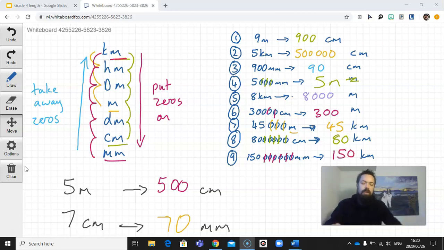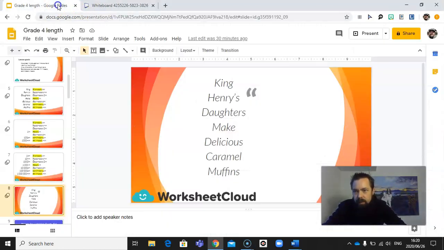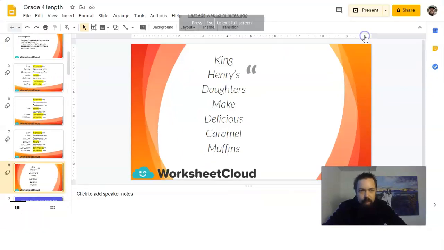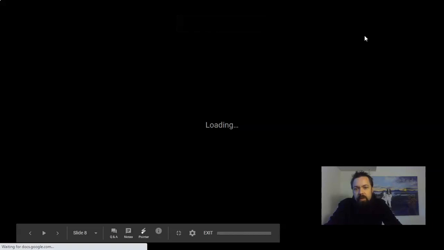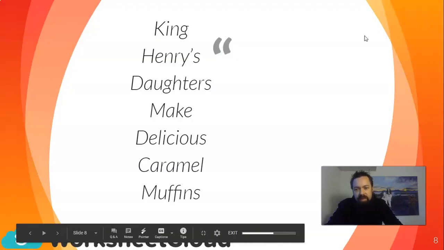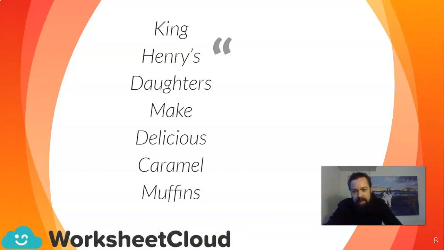Right, I hope that is going to make converting between lengths super easy. The key is you've just got to remember this mnemonic, or your own version of it: King Henry's daughters make delicious caramel muffins. Kilometers, hectometers, decameters, meters, decimeters, centimeters, and millimeters. And then just remember that when we go from a small unit to a big unit, we take away zeros, and when we go from a big unit to a small unit, we put zeros on the end.